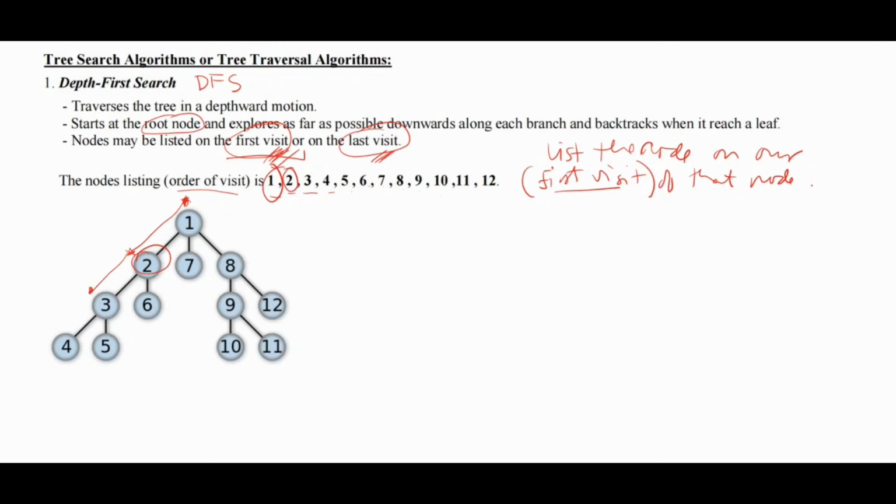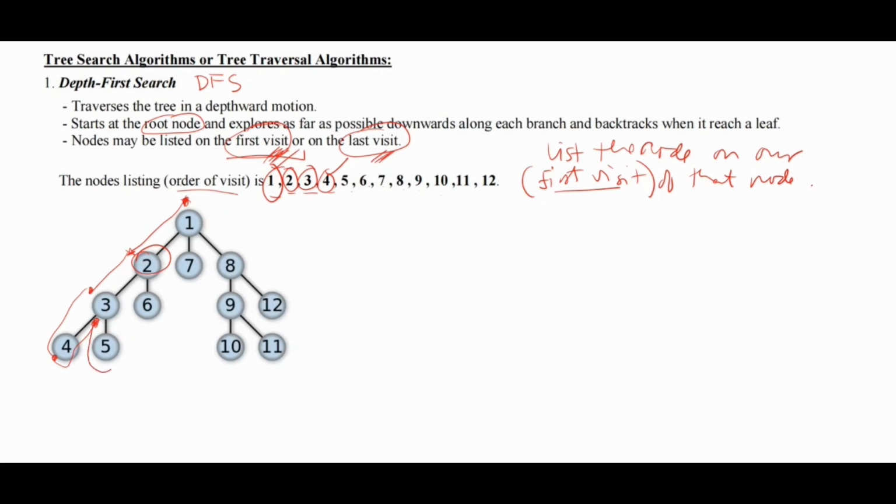This is our first visit of 3, so we list 3 there. After that, we reach 4. This is our first visit of node 4, and we list it there. And then we backtrack, we go up, and this is our second visit of node 3, and we don't list it in the list.